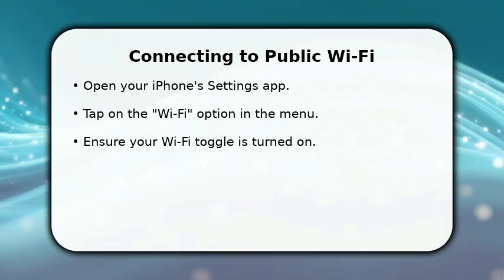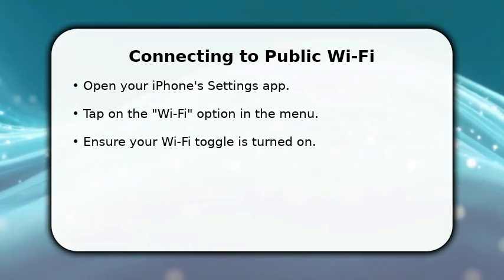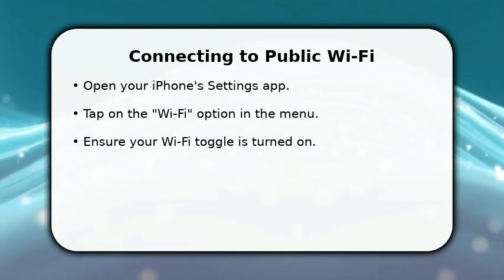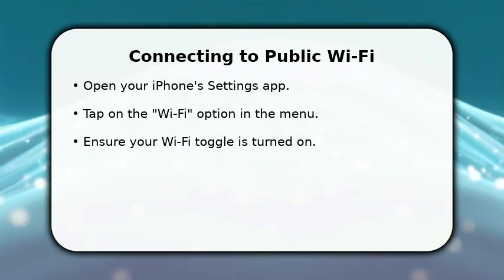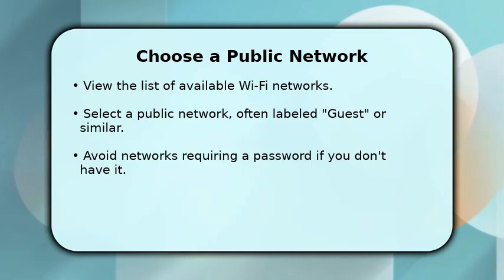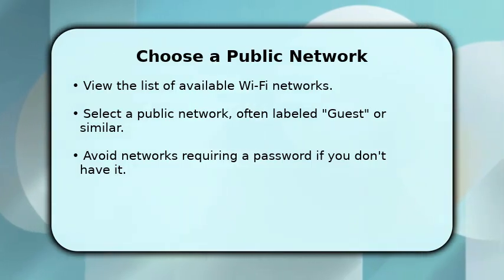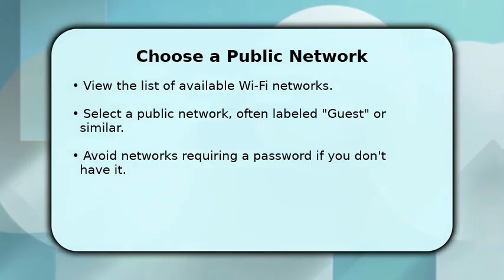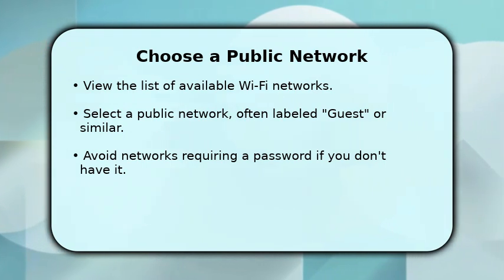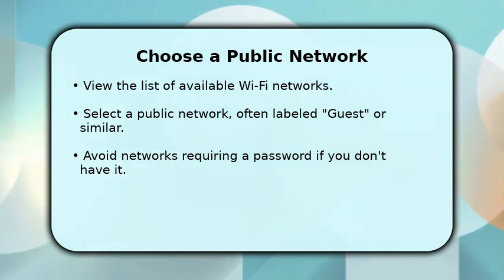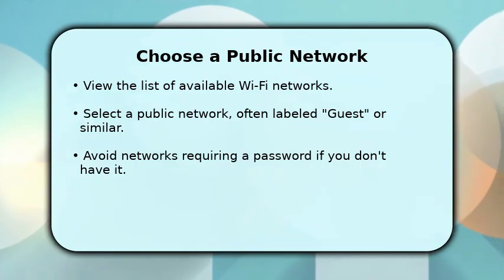Make sure the Wi-Fi toggle switch is in the on position, showing green, to enable your device to scan for networks. Now, you'll see a list of available Wi-Fi networks. Look for networks that are clearly labeled as public, like Guest Wi-Fi or a business name. Tap on the name of the public network you wish to join.